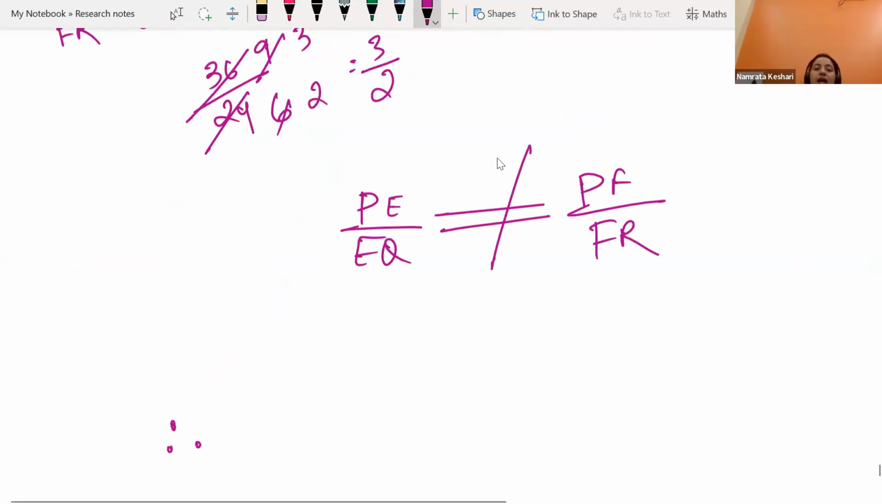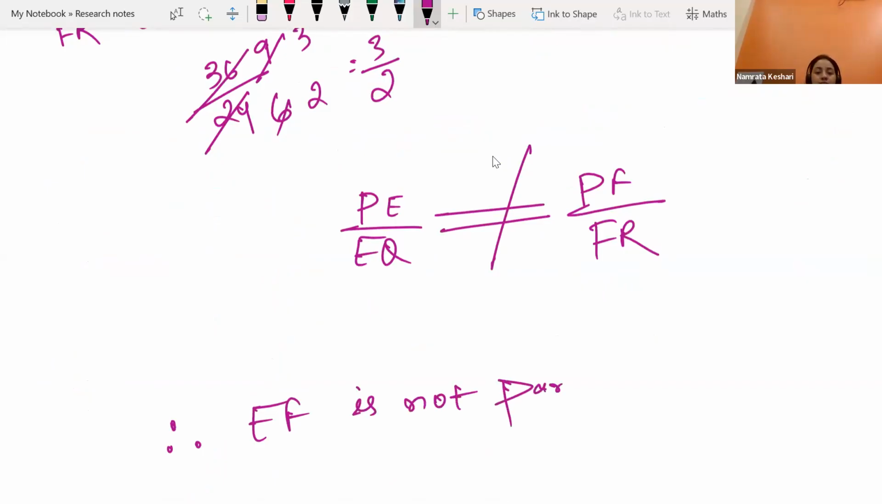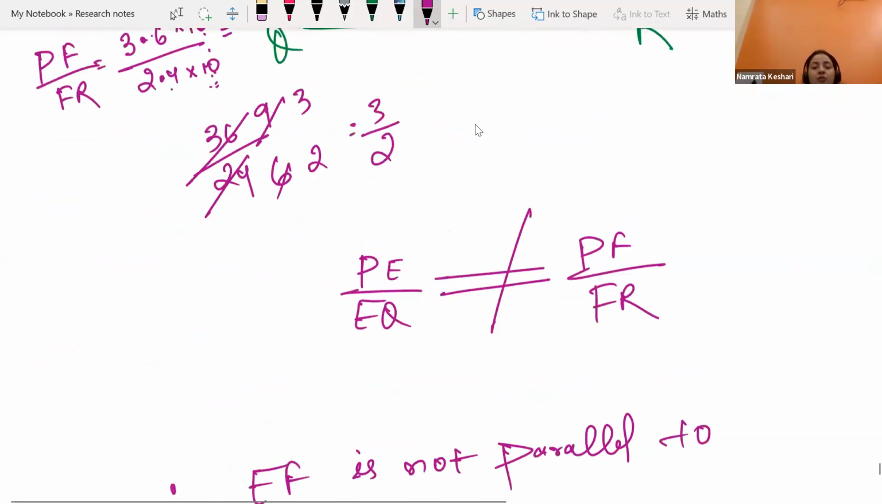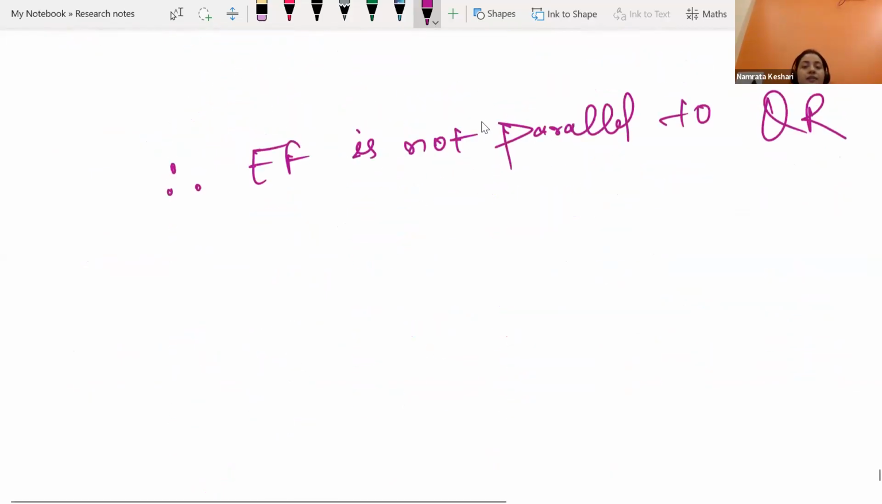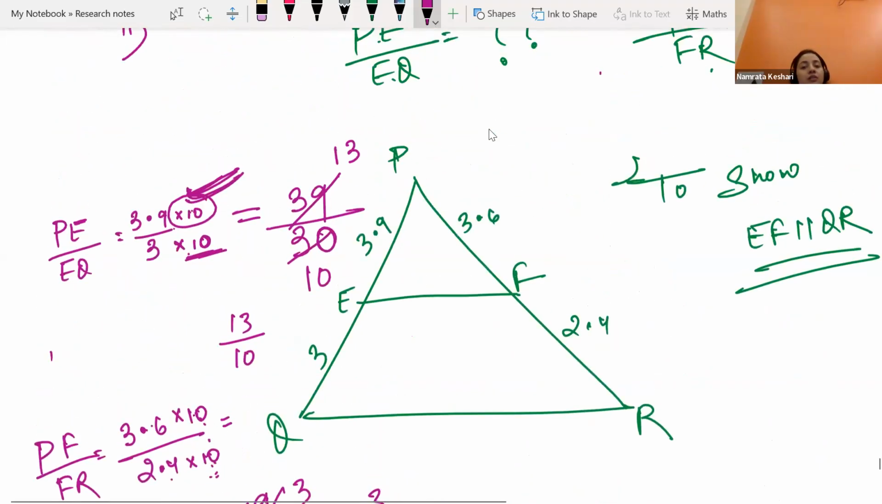Therefore, this line EF is not parallel to QR. Is it clear to everyone? Is it clear, Abdul, Albina, Ifra? Yes.